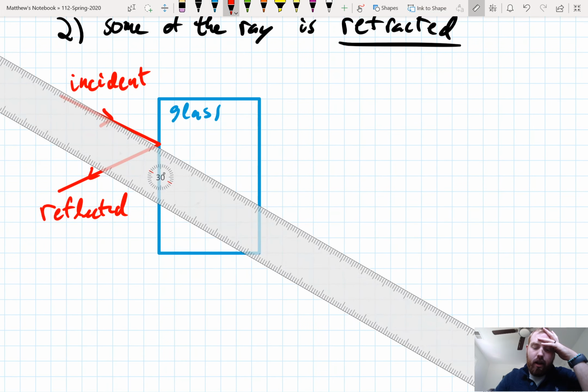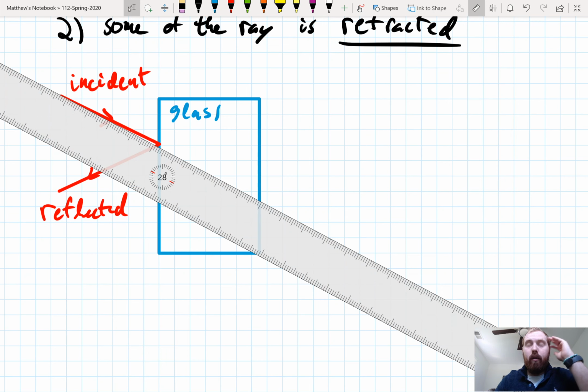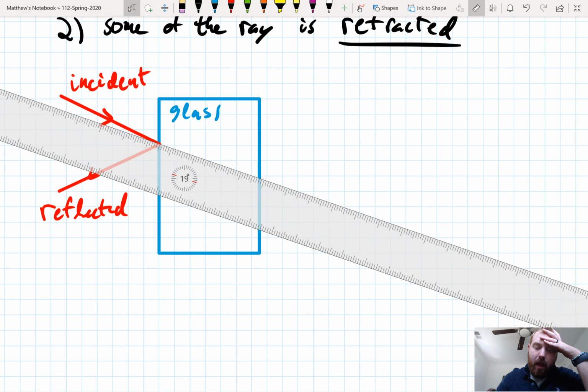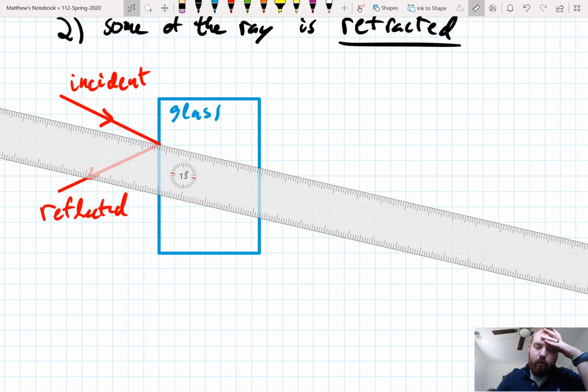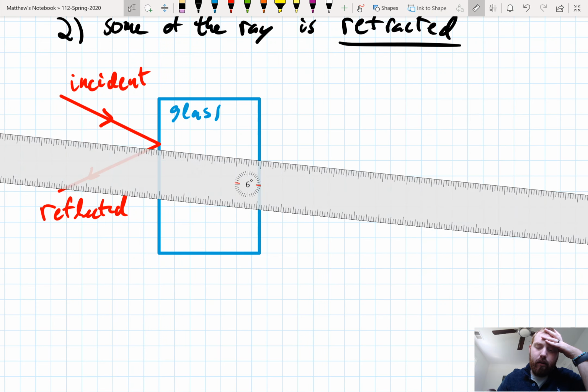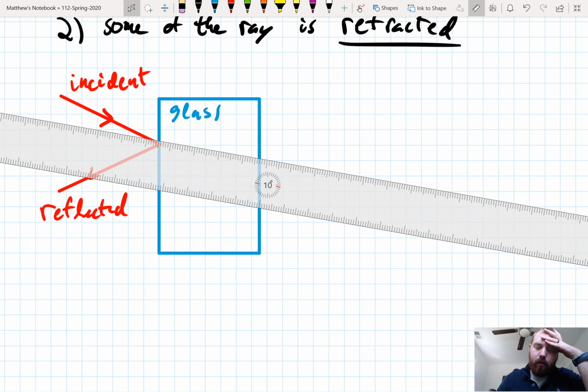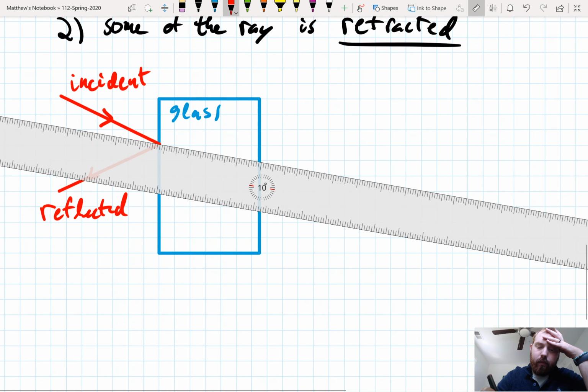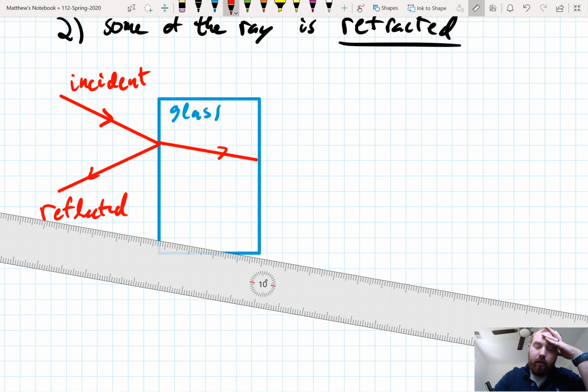So instead of going straight through, it's going to bend. The light will bend. Let's go for a little bit more extreme. The light refracts, changes path. So here's our refracted ray. All right. Well, we're going to start assigning angles to all of these.